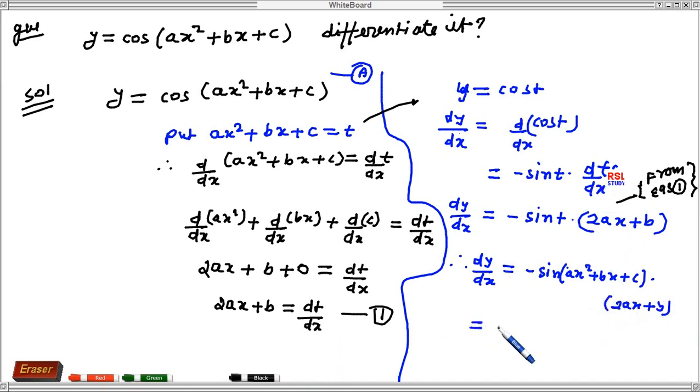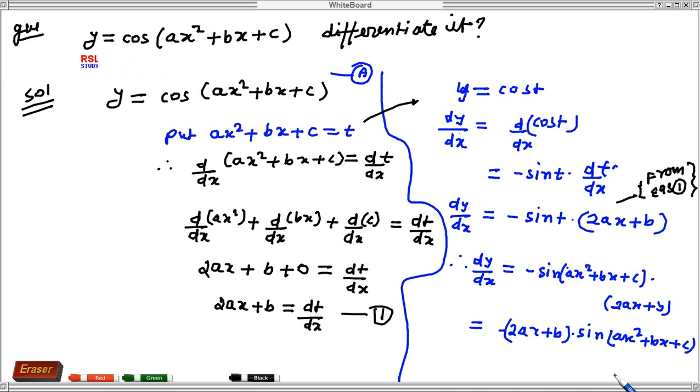Note again that if you put the value of t, that is ax square plus bx plus c, and you differentiate like this, then you will get dt upon dx as 2ax plus b. So finally you will get minus 2ax plus b into sine of ax square plus bx plus c. That is the only answer. In this way you are taking too much time. This is just a 2-line question. Do it directly.